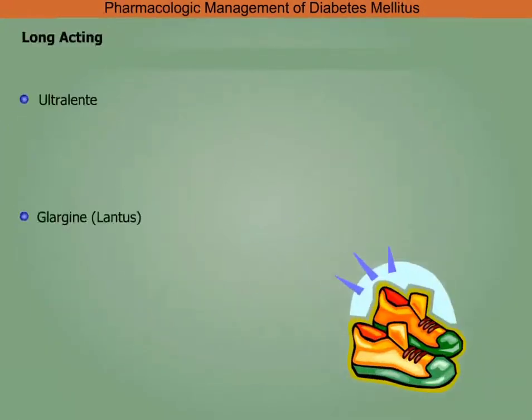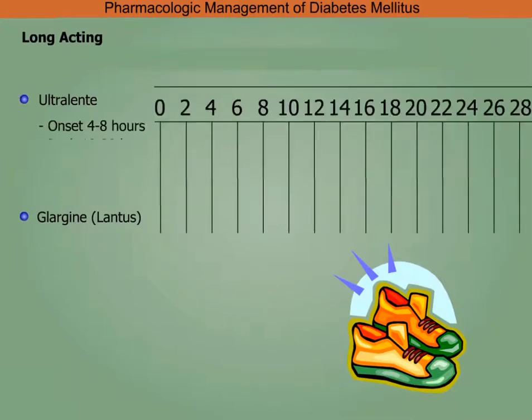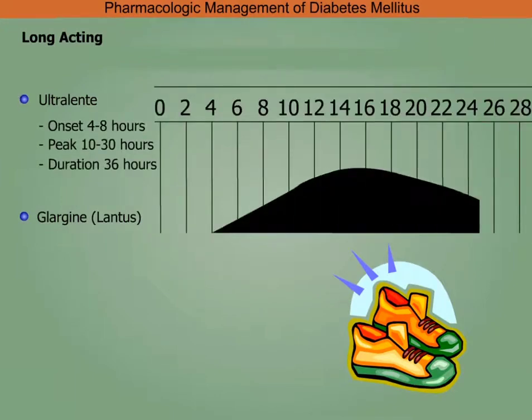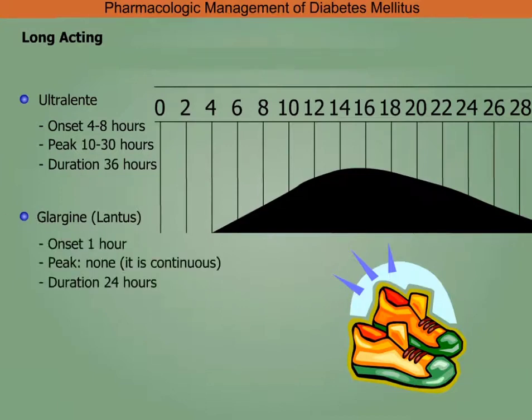Long acting. Ultralente. Onset in 4 to 8 hours. Peak in 10 to 30 hours, with a duration of 36 hours. Glargine. Onset in 1 hour. Peak is continuous, with a duration of 24 hours.